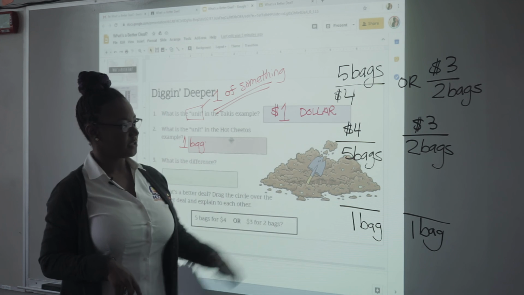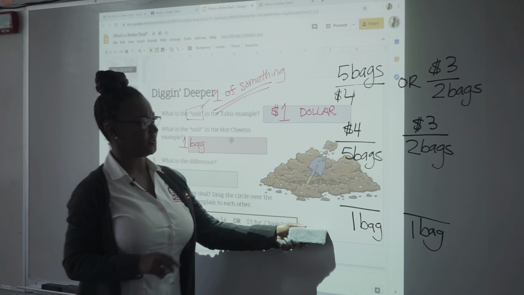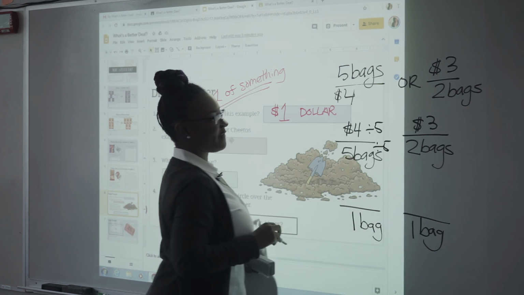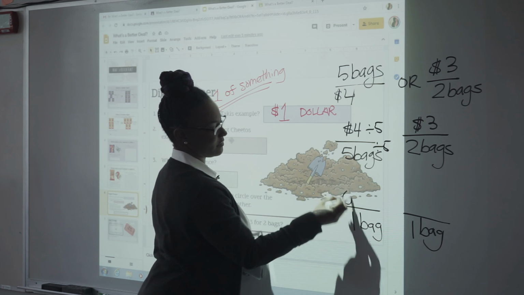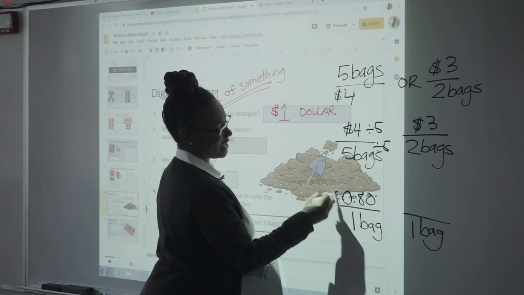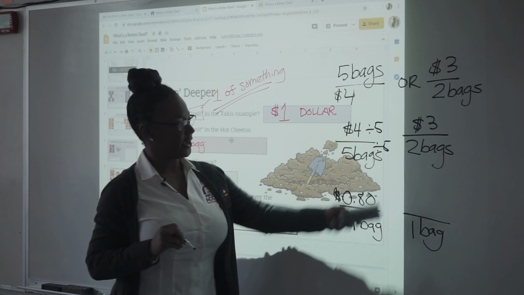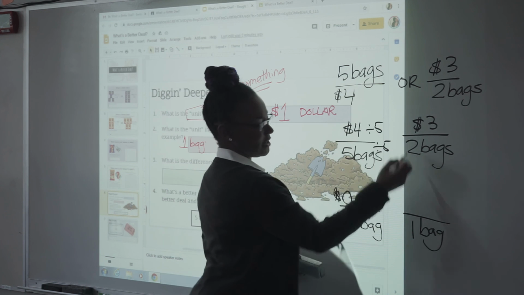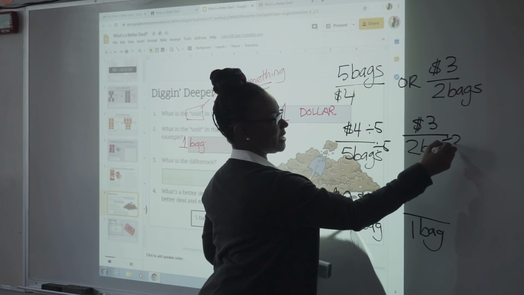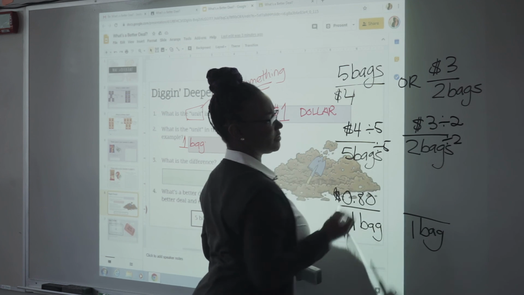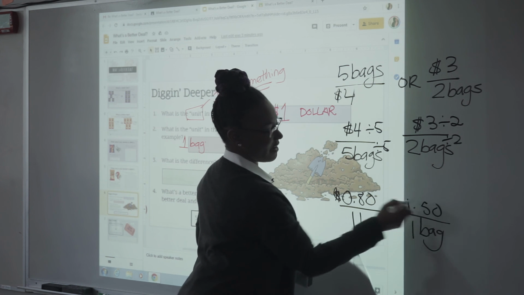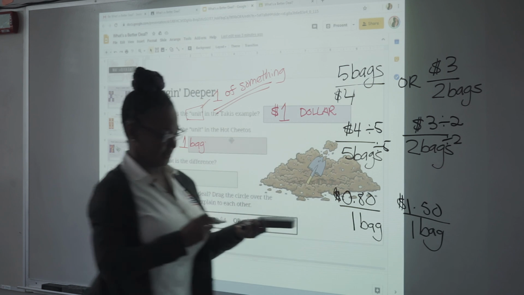All right, so how do we go from 5 to 1? We have to divide by 5, right? And so the same thing, 4 divided by 5, which is going to give us, I'm glad somebody remembered that, 80 cents, right? Over here, we have 3 to 2. And so to get our 2 bags to go to 1 bag, we divide by 2. So we do 3 divided by 2. What's that going to give us? Right, $1.50.